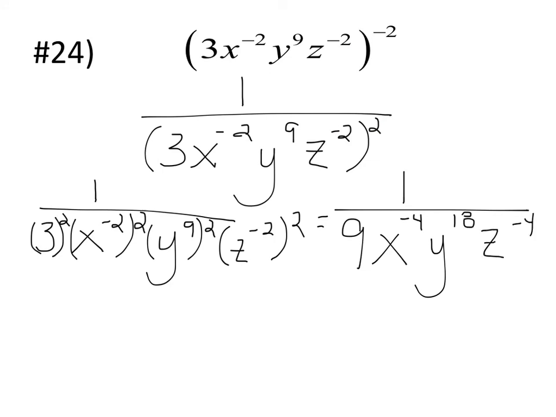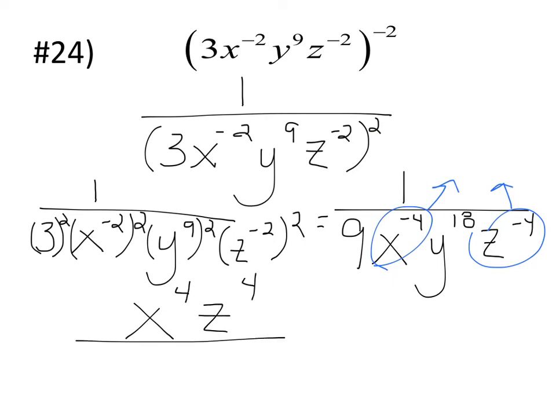So I have 2 negative exponents. So remember, negative exponent in the denominator, raise it to the top. So you end up with x to the 4th in the numerator and z to the 4th in the numerator, all over 9y to the 18th.